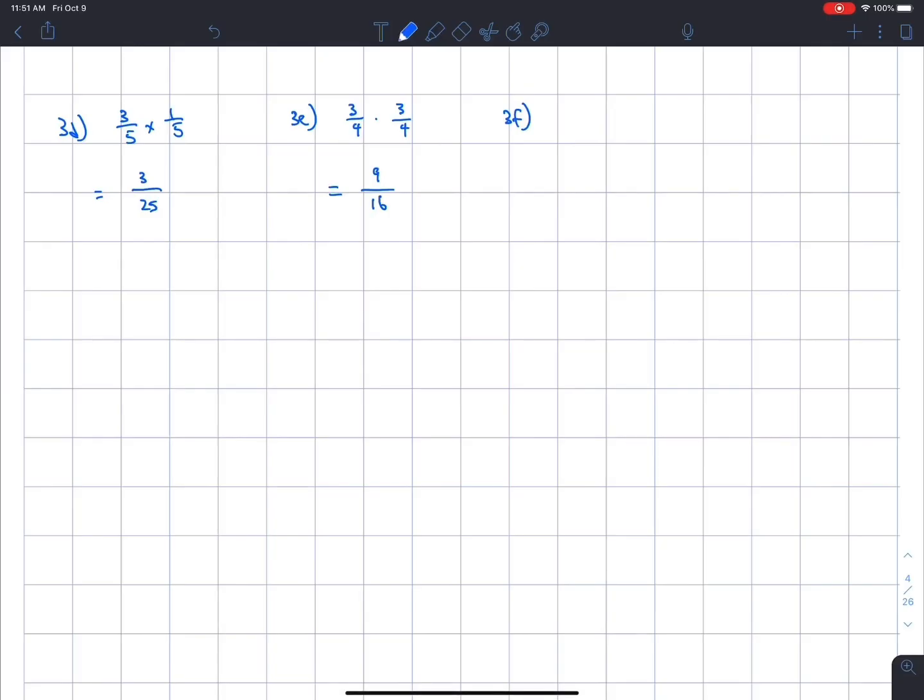3f, 11 times 2/5. I can put this 11 as 11/1. This will allow me to multiply the numerator with the numerator. 11 times 2 is 22. Denominator with the denominator, 1 times 5 is 5. 5 goes into 22 4 times, because 5 times 4 is 20. And 22 minus 20 is 2. So this will be 4 and 2/5.